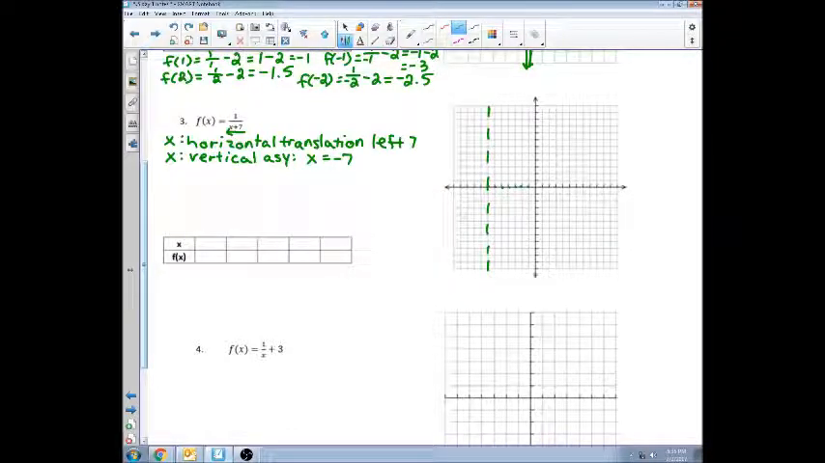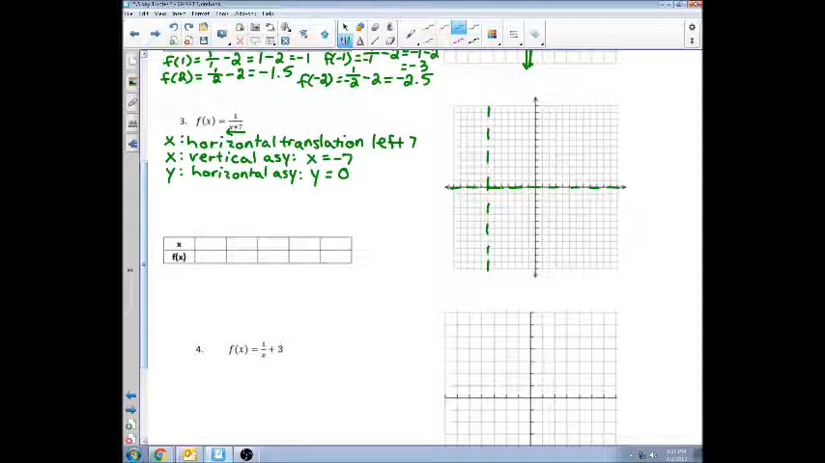I need my other asymptote, which is my horizontal asymptote. That started at y equals 0. Since I did not move up or down, it's going to stay at y equals 0. That works with my y. So I need to go ahead and make a dashed line at all the points that y would equal 0. Okay. Now I can go ahead and fill out my graph.